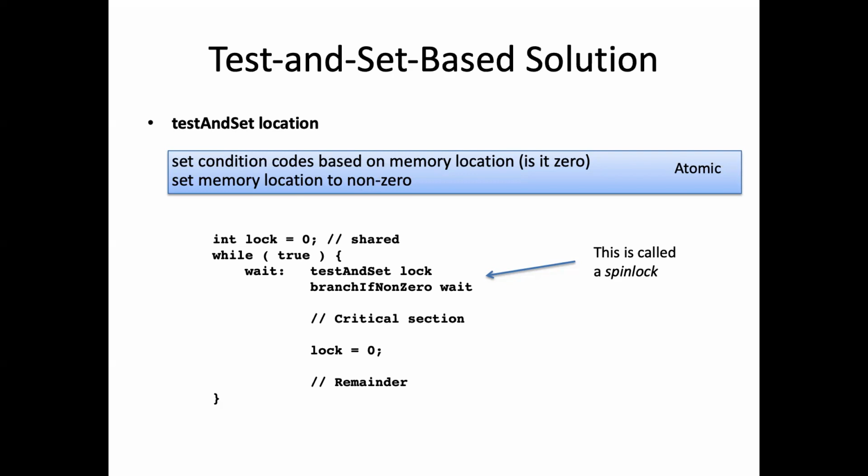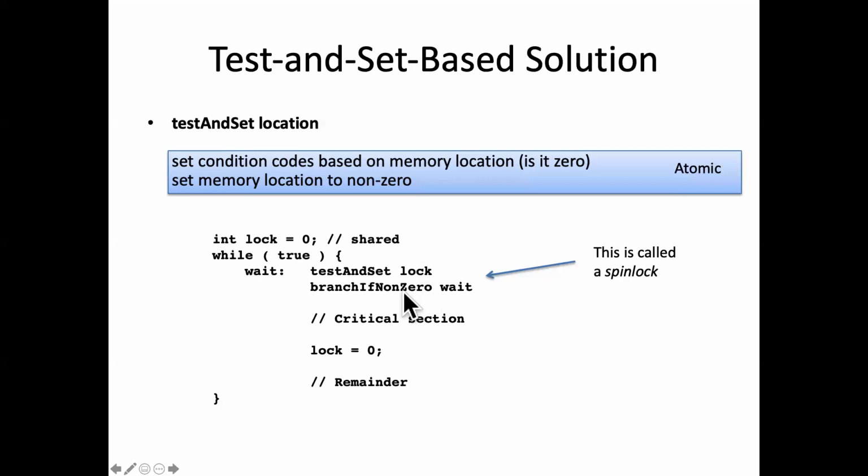So it remembers whether it was 0 or not, and it sets it to 1, we'll say. If you had an atomic instruction like this, you could write some entry code for the critical section problem using two instructions like I've shown down here. I've got some slides that try to illustrate how this works, so we'll talk about that in a moment.